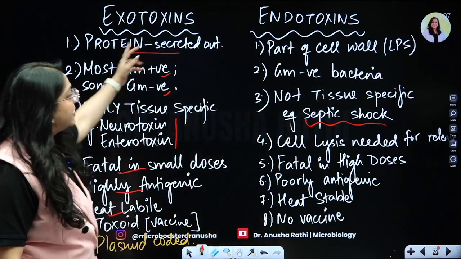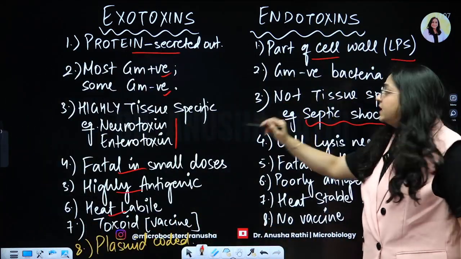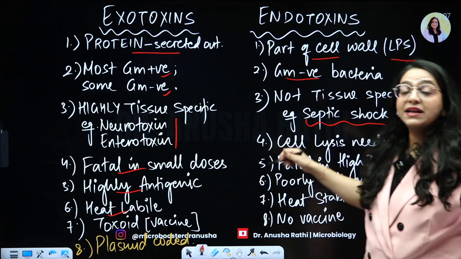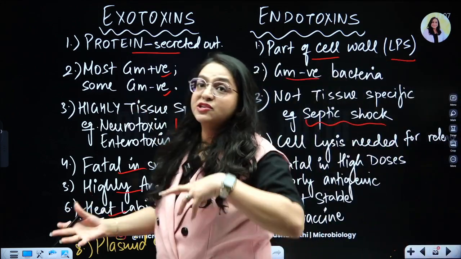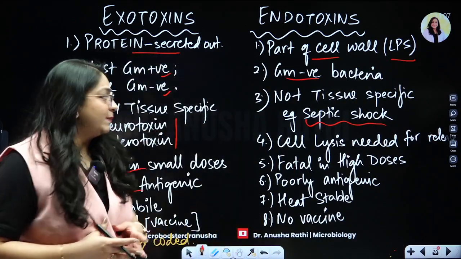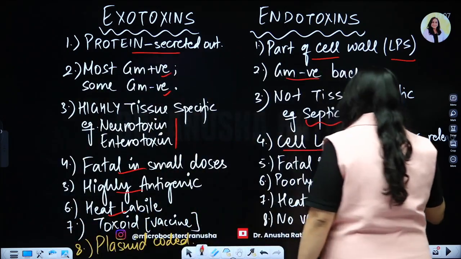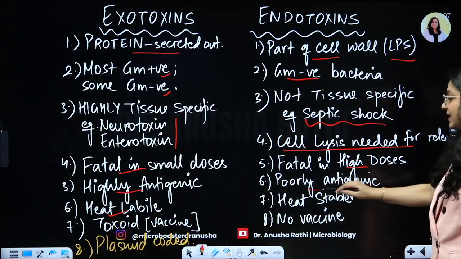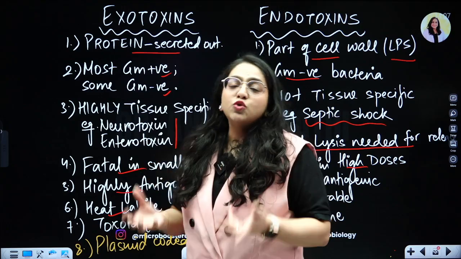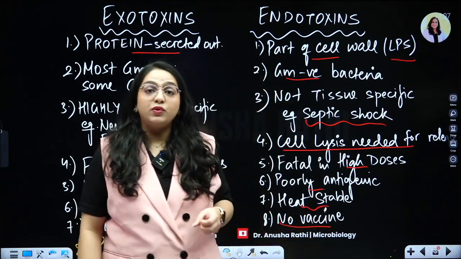These are proteins secreted out. This is a part of the cell wall, the lipopolysaccharide. Gram-positive, some negative, versus only gram-negative. Highly tissue-specific versus not tissue-specific, but in septic shock, where there is a lot of inflammation and damage and vascular leakage, the endotoxins play a role. Then cell lysis is needed for the release of endotoxins, fatal in high doses, poorly antigenic, heat stable. And since they are poorly antigenic, there is no point of making vaccines. So they don't have any vaccines pertaining to endotoxins.